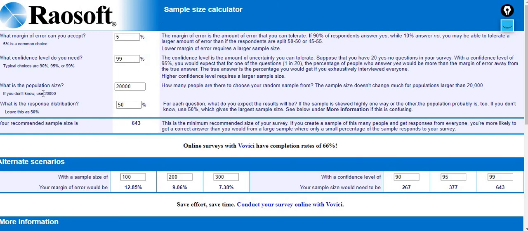Now, take a look at this one. If you don't know, use 20,000, because more or less, the sample size doesn't change much for populations larger than 20,000. That means even though you don't know, or even though our population size is bigger, if it's larger than 20,000, more or less we will have the same number. So even if I put 1 million, it would still be just the same here. And those are some of the tips when using the internet to find our sample size.